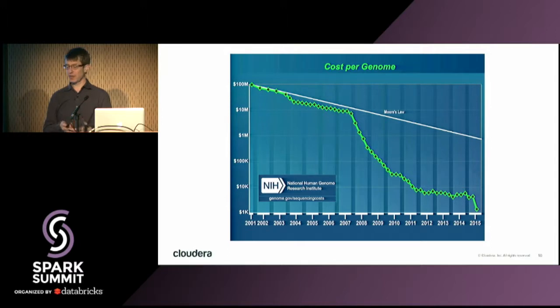Since the Human Genome Project at the beginning of the century, the cost per genome has massively decreased. So in 2001, this chart says that it was $100 million to sequence a genome. That was the reference genome. And then over time, we've come down to sub-$1,000 cost for doing the sequencing. And that's beating Moore's law by a massive margin.